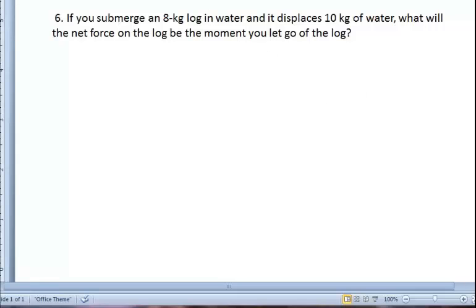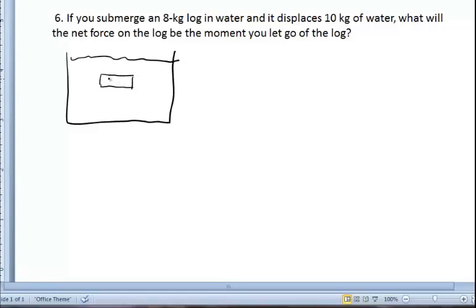Now let's do just a very nice example problem that deals with the buoyancy effect. So we did a number of them in class, but here's a few more just so you get a little better feel for them. So we've got a nice tank of water, and we submerge in it an 8-kilogram log, but it displaces 10 kilograms of water. So we'll plank that in. Now the water that would have been there was 10 kilograms.